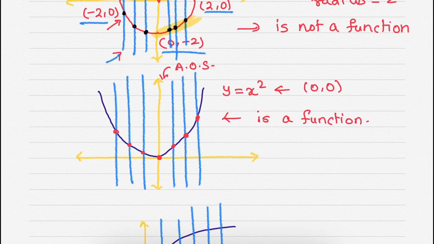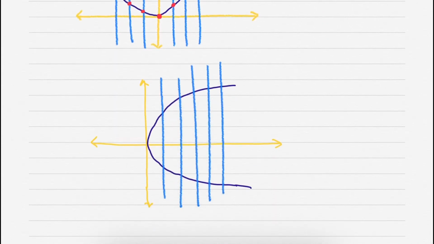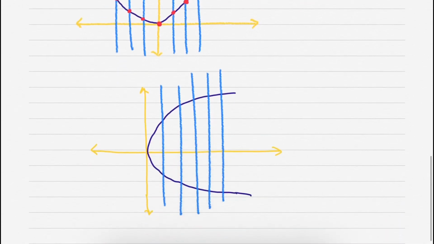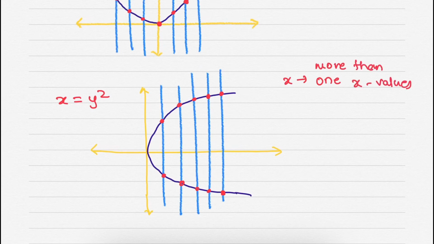Another interesting example is also a parabola, but instead of the equation y is equal to x squared, here we have the equation x is equal to y squared. Now the vertical lines are drawn, and you can see this vertical line has 2 points correlated with it. This vertical line has 2 points. All the vertical lines have 2 intersecting points on the graph, which means more than one y value for one x value. That's why this relation, x is equal to y squared, is not a function.